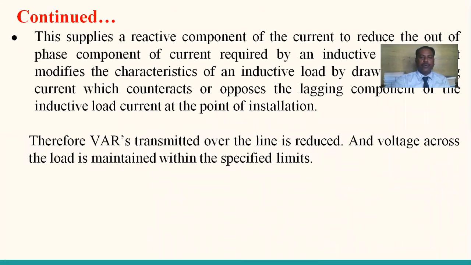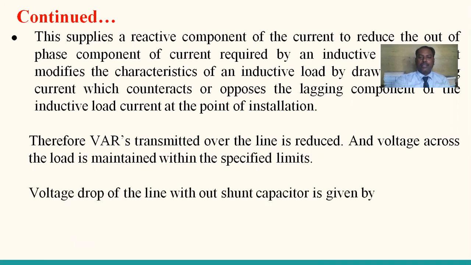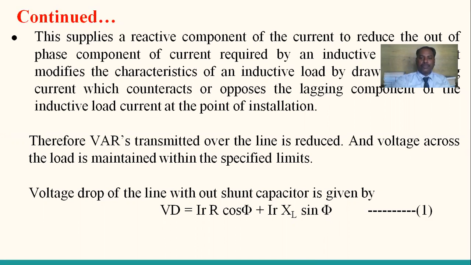Therefore, the reactive power transmitted over the line is reduced, and the voltage across the load is maintained within the specified limits. The voltage drop of the line without shunt capacitor is given by the resistive component plus the reactive component: IR into R cos phi plus IR into XL sin phi. This is equation 1, the voltage drop without any shunt capacitor.